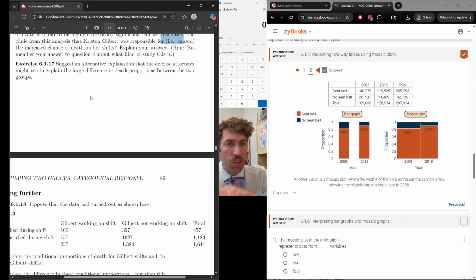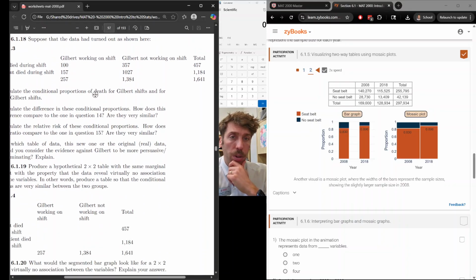Okay, suggest an alternative explanation that the defense attorneys might use to explain the large difference in death proportions between the two groups. Okay, so now you gotta switch your perspective. Imagine you're defending Kristen Gilbert, and these numbers do show a difference, but then try to come up with a potential another confounding variable, another explanation. Like maybe she wasn't killed, maybe they're different because of, come up with something. Okay, use your common sense knowledge of the world.